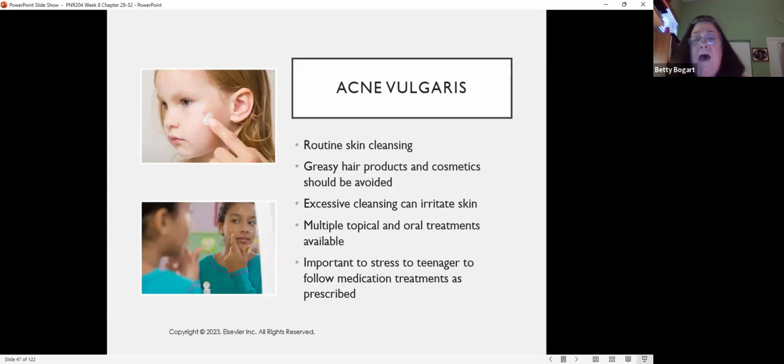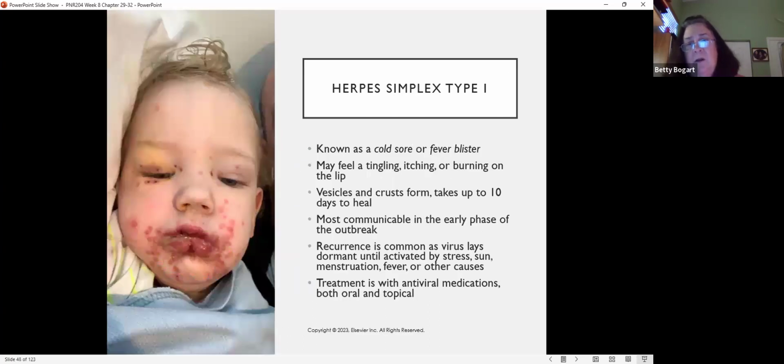Anyway, so have an adolescent be in charge of their treatment, not to overdo it, and explain those reasons too. You'll have some adolescents who'll do it 6 times a day just to get rid of this acne. No, that's not the way it should be done. So doing it accordingly. Now, herpes simplex type 1, this is the cold sore, right?